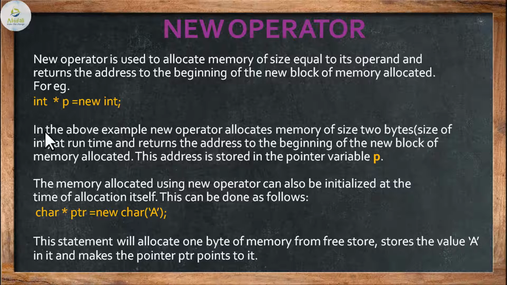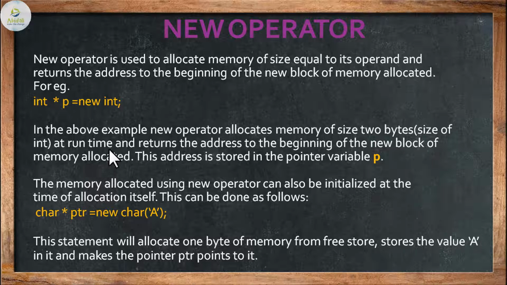So what happens in the example? In the above example, the new operator allocates memory of the size 2 bytes, depending upon the high-end compiler or the low-end compiler. Here in this example, we have considered a low-end compiler. It can be 2 or 4, the size of int, that is at runtime. That's important because the new operator is a dynamic memory allocation operator. It returns the address of the beginning of the new block of memory that has been allocated, and the address is stored in the pointer variable called p, as I have explained to you.